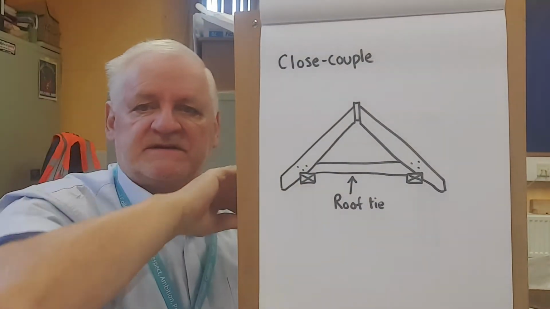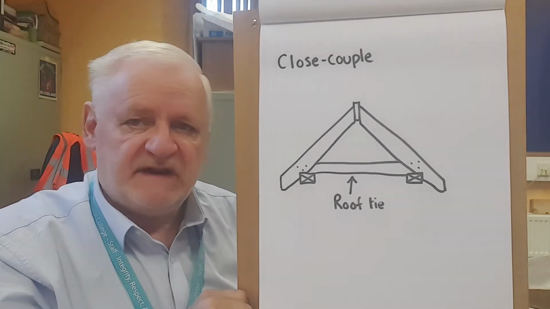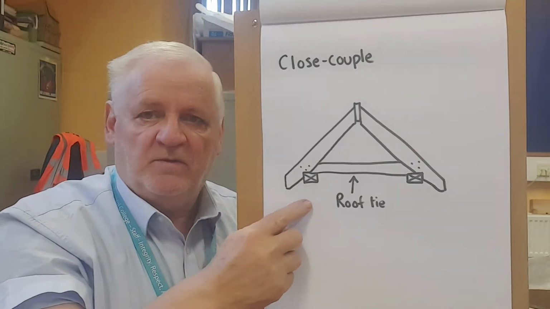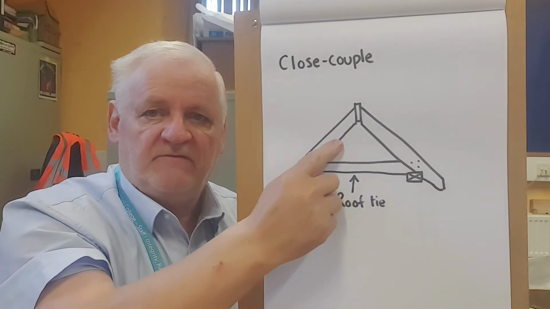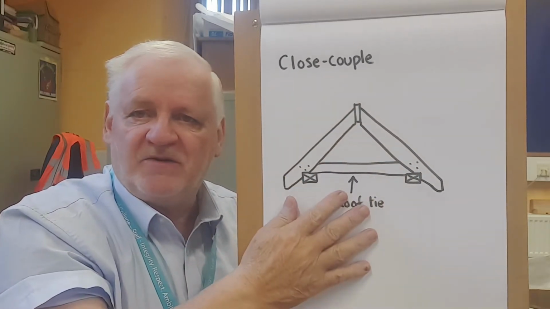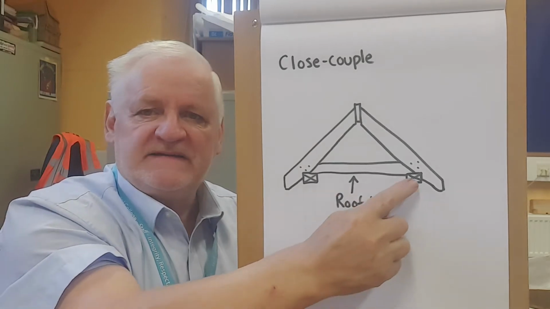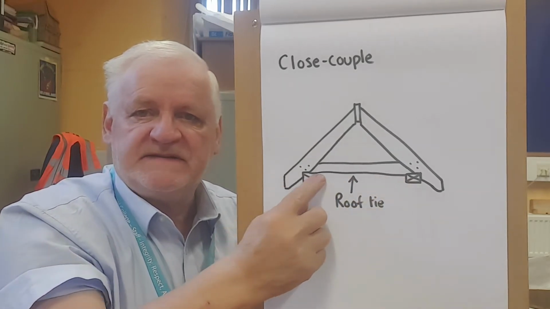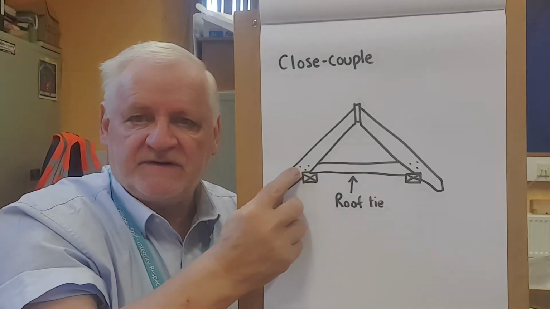Now the next one we're going to look at is called a close couple roof. Now it looks very similar. It's got a wall here, it's got a wall plate, and you've got a rafter going up and a ridge board and coming down again. Excuse my drawing, they're not always the best. But what it has is a tie beam or a roof tie going across.